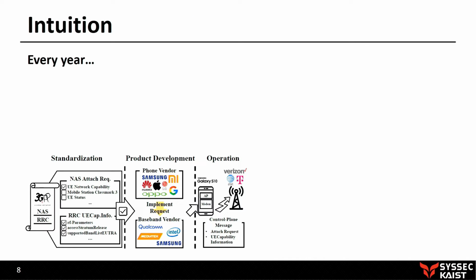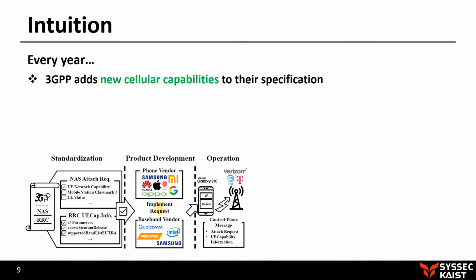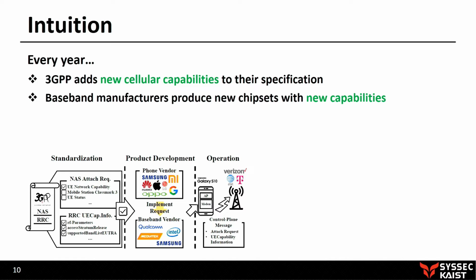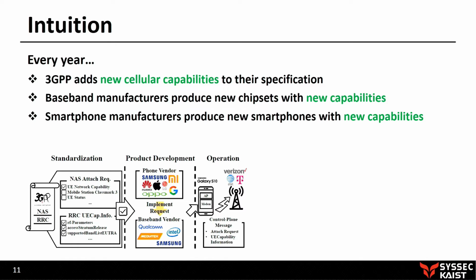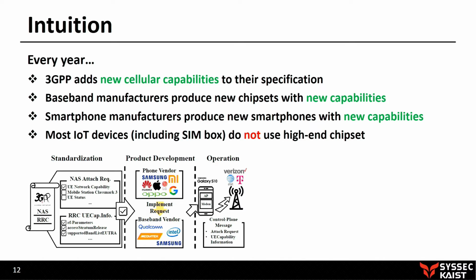Here's our intuition. Every year, 3GPP adds new cellular capabilities to their specification. At the same time, baseband manufacturers produce new chipsets with the new capabilities added to the new standard. And smartphone manufacturers produce new smartphones with new chipsets, so new smartphones contain new capabilities. But meanwhile, most IoT devices, including SIM boxes, do not use high-end chipsets. So what do we mean?